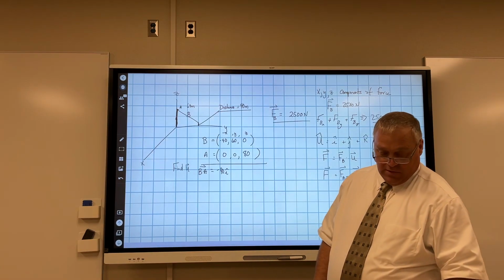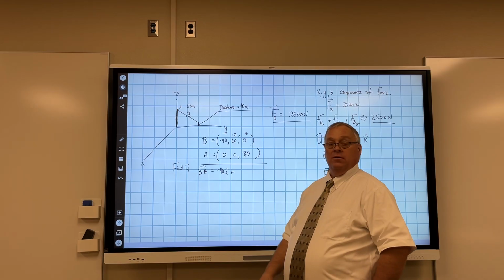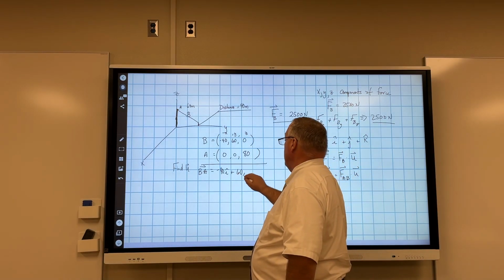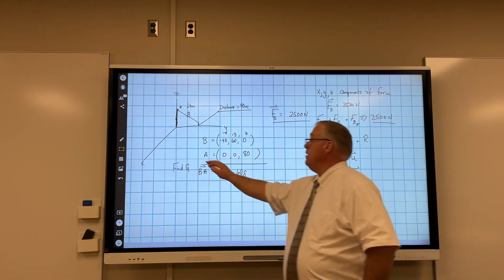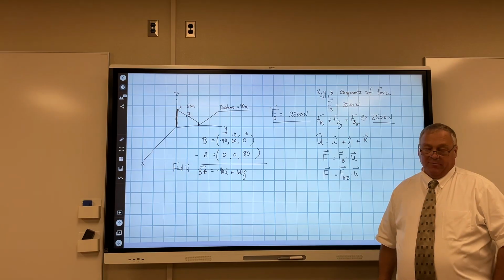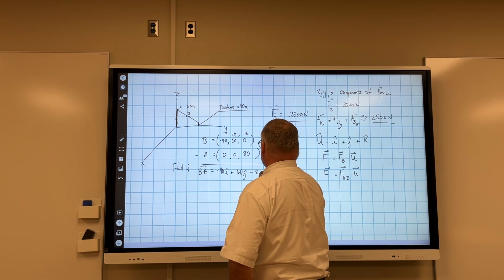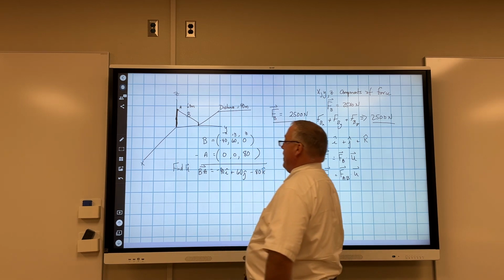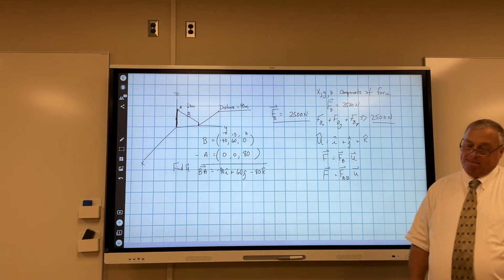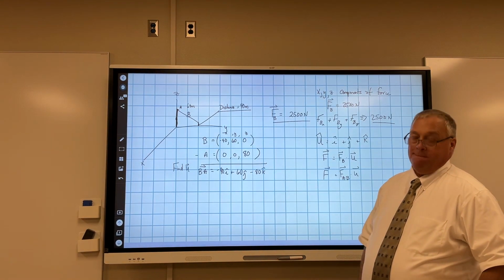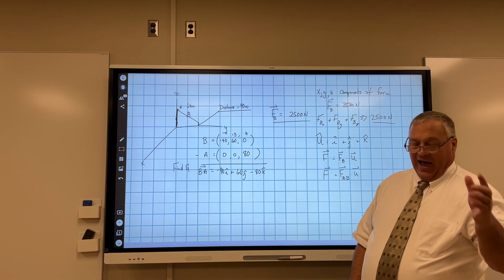Okay? Now, what would the second component be? Plus 60 j hat. What about the last component, the Z component? Minus 80 k hat. So now I have a unit vector. Okay, now I've got a unit vector, so I can do some math.